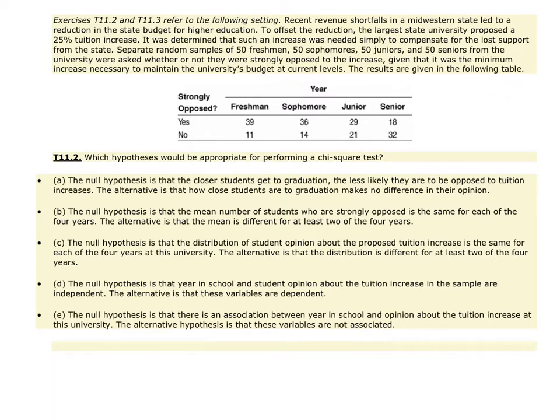So we have here a contingency table based on the year they were in and then their response. Question 2. Which hypothesis would be appropriate for performing a chi-square test? This basically comes down to, is this going to be a chi-square goodness of fit, independence, or test of homogeneity? If this was a test for goodness of fit, there would have been one sample. The key to this problem is they were separate random samples.